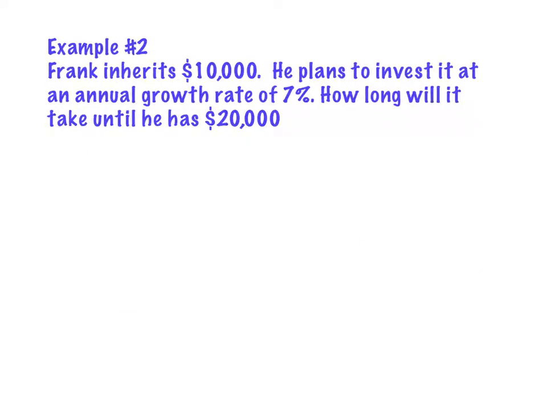If we have a word problem, which highly proficient, you will be expected to know, so make sure you get to all those word problems on the back of your worksheet. So Frank inherits $10,000. He plans to invest it at an annual growth rate of 7%. How long will it take until he has $20,000? So we have a starting point of $10,000. If I have a growth rate of 7%, that means my multiplier is going to be 1.07 to the x, and that is all going to equal 20,000, because I want to know how long it's going to take to grow to 20,000.